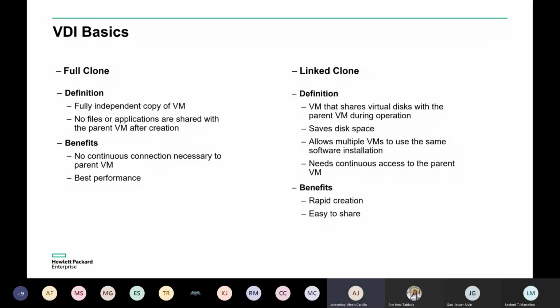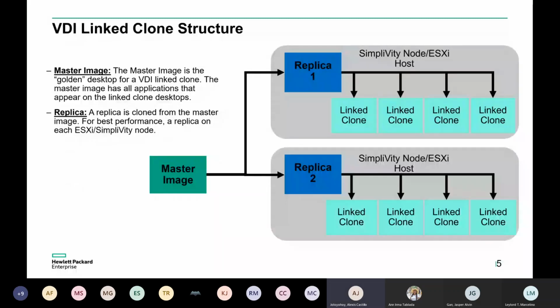This is typically how SimpliVity hyperconverged architecture looks for a VDI linked clone. Linked clones have a master image, called the golden desktop, where the administrator loads the software for the desktops. As a recommendation for SimpliVity infrastructure, there should be a replica on each of the nodes for best performance. The replica needs to be on each SimpliVity node, where user logins are created from the replica.